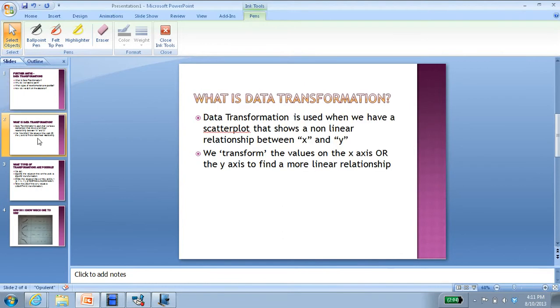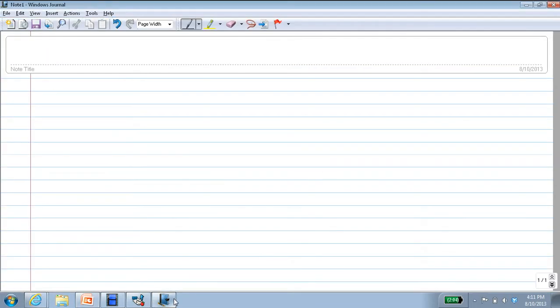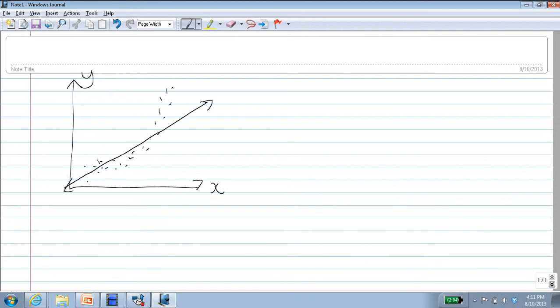A data transformation is used if we have a scatter plot with a relationship on it, and the relationship is clearly non-linear. By non-linear, we might be seeing something that looks like this. So we may have our x and y axes like this, and we may have a relationship where the points are curving upwards, something like this, and fitting a straight line through the points is not really an option. Instead, we'd prefer to fit some sort of curved line through. We can't fit a straight line that represents the relationship.